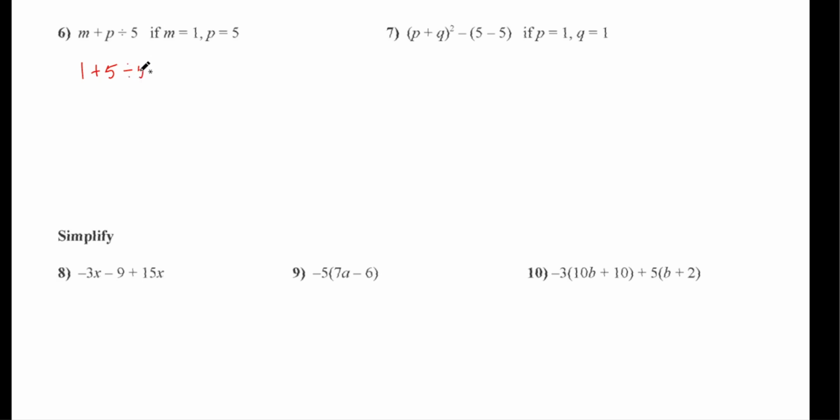Divided by 5. Everybody see that? Just plug in the numbers. Okay, and we've done a lot of that stuff in here, haven't we? We had to solve for x, plug it in, solve for a missing angle, things like that. So what do we do? 1 plus 5 is 6? Is that what we do? No, you do division first. So you've got to do that first. So this is going to be 1 plus what? 1. 5 divided by 5 is 1.